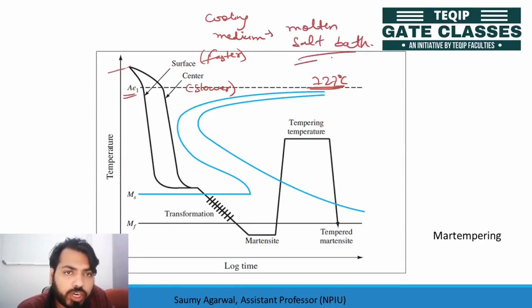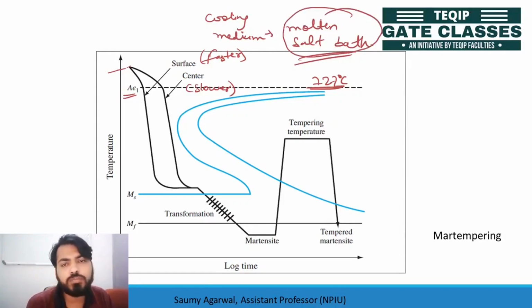To get this molten salt bath is a bit difficult. This is one of the limitations for mar tempering and aus tempering, that you have to get molten salt bath. Oil, water, or brine solution is easy to get, but molten salt bath is difficult to procure from the market, or to make by yourself. So it is a bit difficult compared to oil and water. This is one of the limitations.